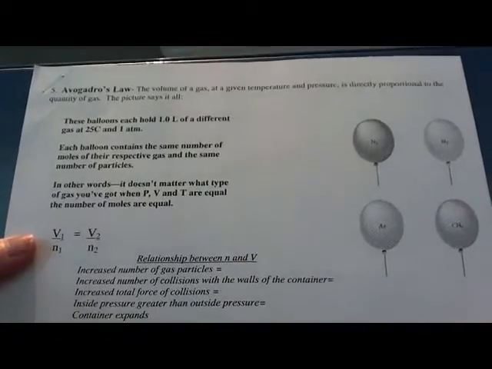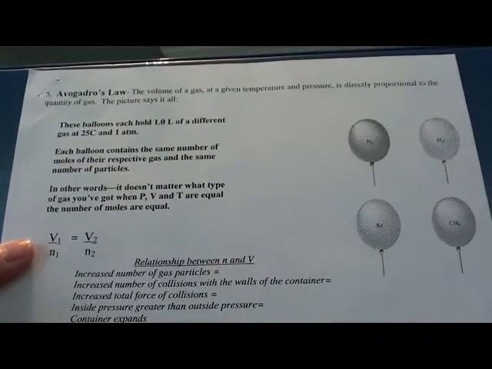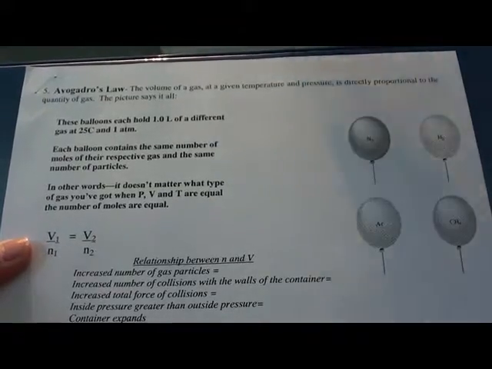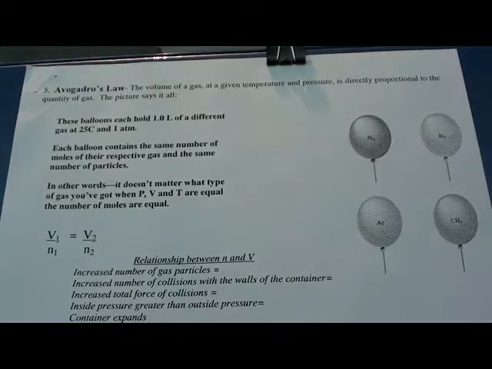Okay. Now, some people think that Mr. Avogadro got cheated because he did not get his work noted in Boyle's law. Well, here he goes. He has his own law. It's called Avogadro's law, and he says that the volume of a gas, when the temperature and pressure are kept constant, is directly proportional to the quantity of gas. Okay, the picture says it all.